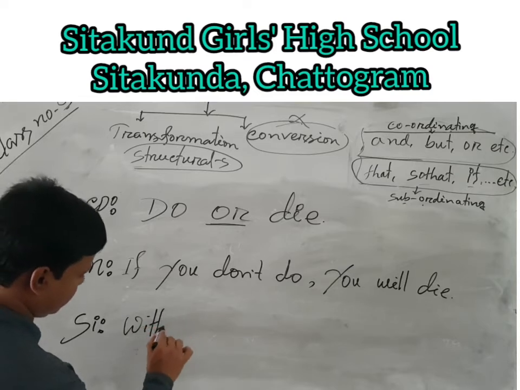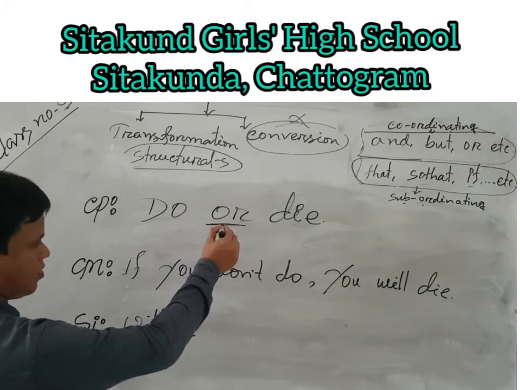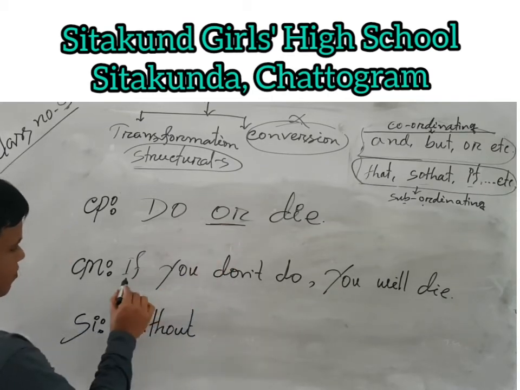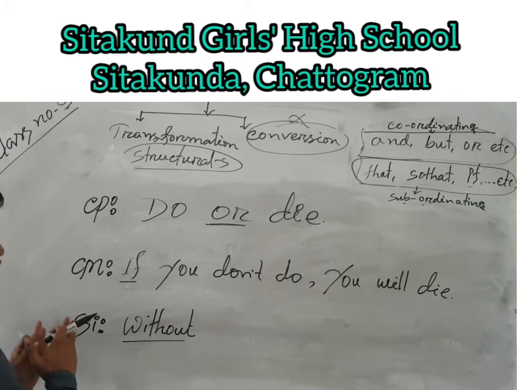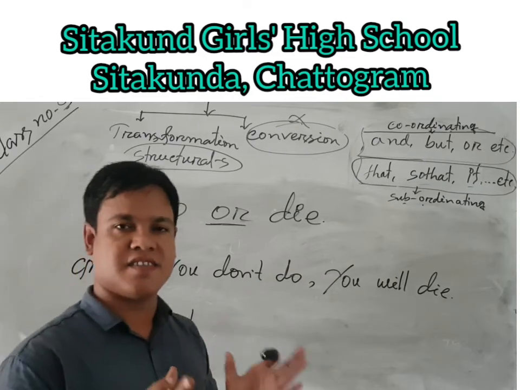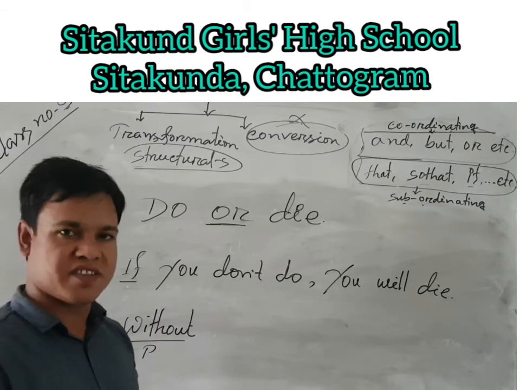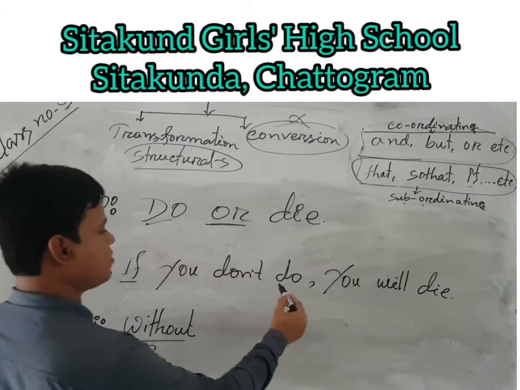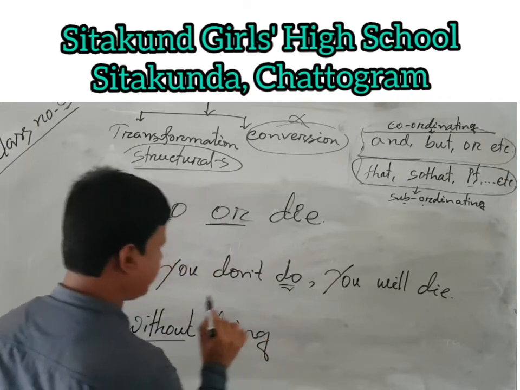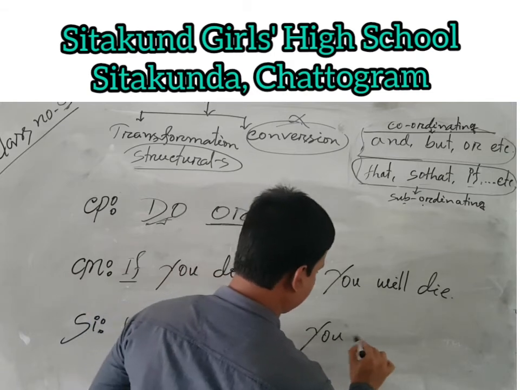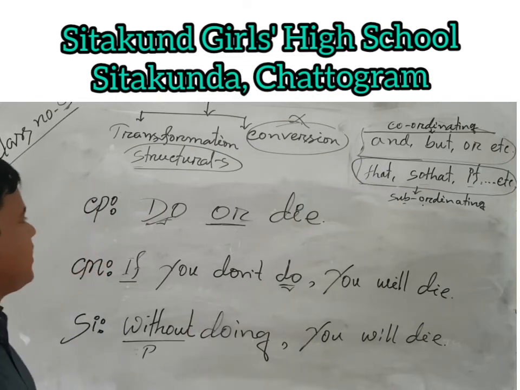Now for simple, we have to use without, from a compound sentence with or or from a complex sentence with if or unless. We have to use without if we want to make the sentence simple. Without is a preposition, and after a preposition we have to use the present participle verb. The verb is do, so we make it the present participle doing. Without doing, you will die.